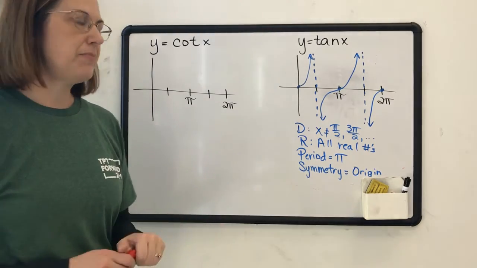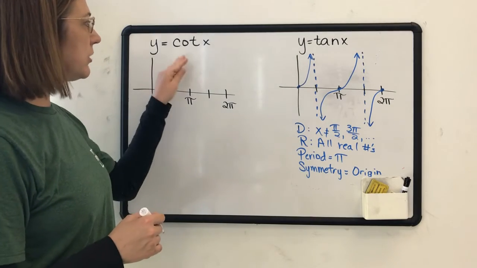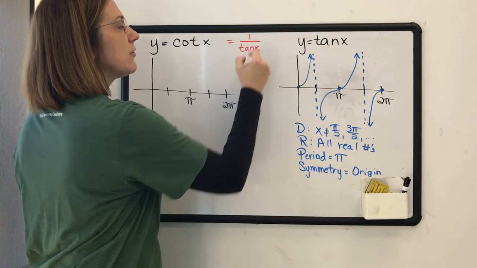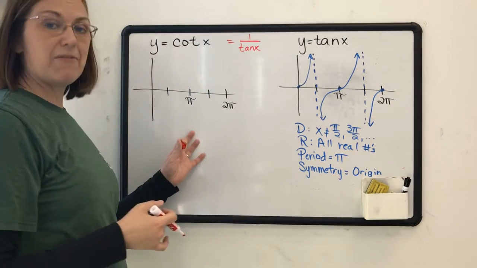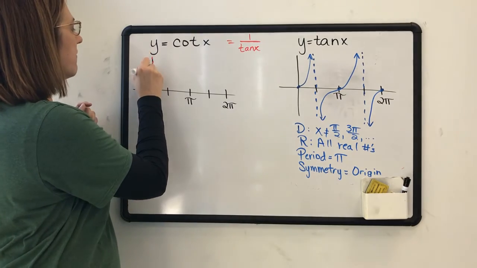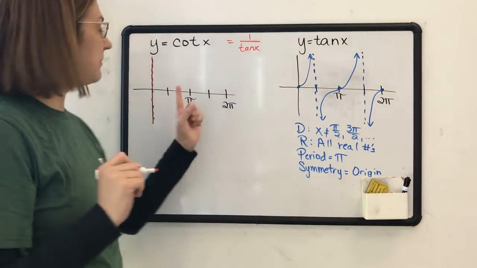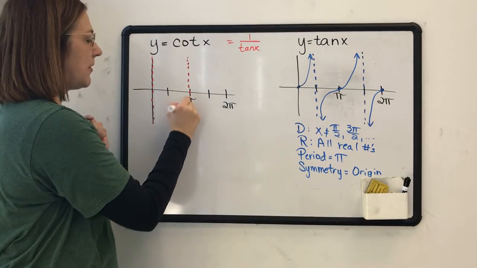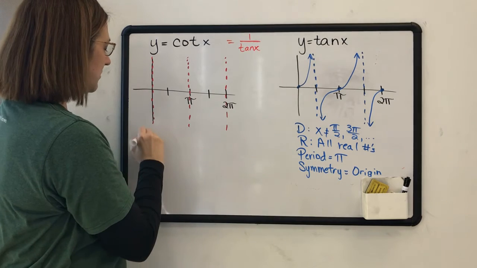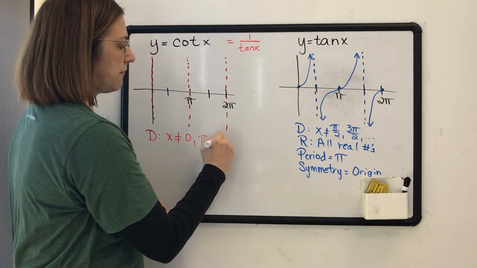Now, cotangent. So cotangent is going to be similar to tangent, but slightly different. So cotangent is the reciprocal of tangent. So that means wherever tangent equals 0, we have a problem. So tangent equals 0 at 0, that means I have a vertical asymptote there. Tangent equals 0 at pi, that means I have a vertical asymptote there. And also at 2 pi. That means my domain, x cannot equal those multiples of pi.